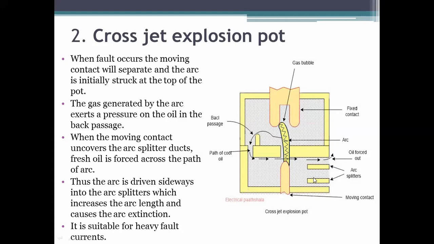Now the arc splitters are used. Why are these arc splitters used? We have seen in the last lecture, in the fifth chapter on circuit breakers. Why are the arc splitters used? Yes, anyone? Why are arc splitters used?